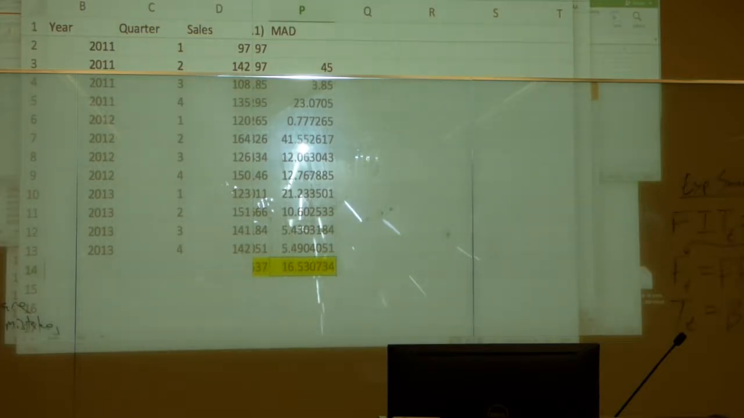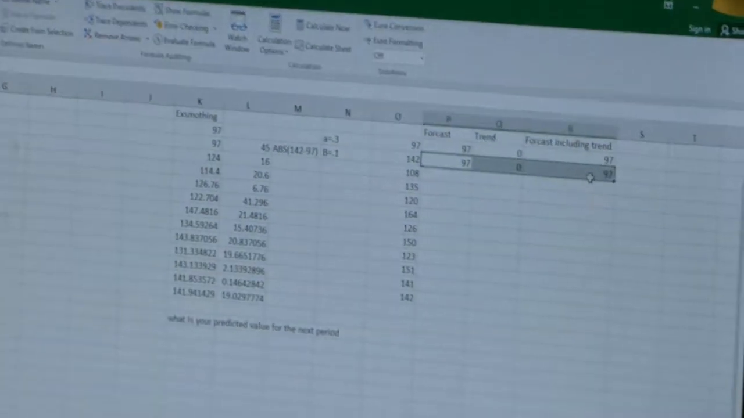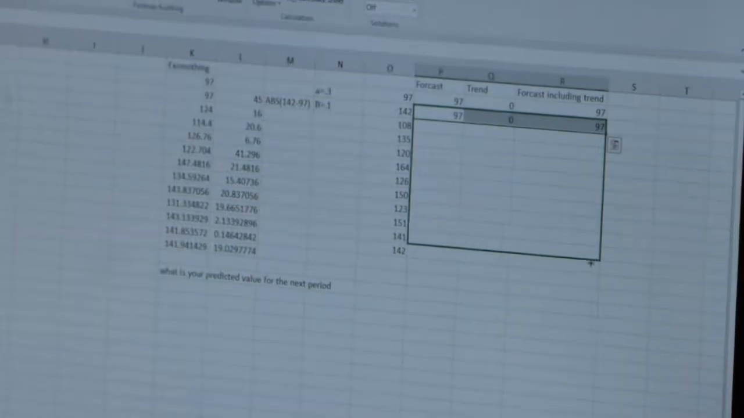Okay, very good. And this equals F plus T. Enter. Okay, highlight those three, the three that you had in that next row here, from the 97 to the 97 here, right there. And then drag that down to right there.